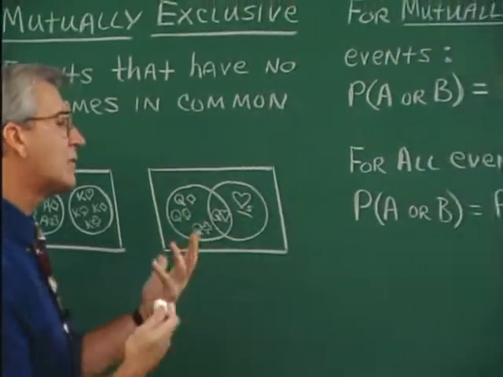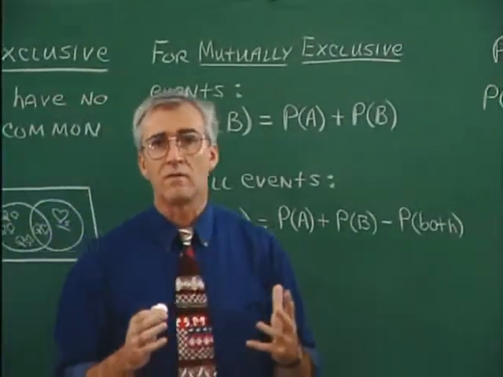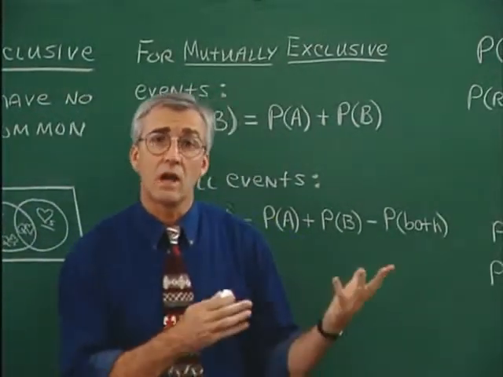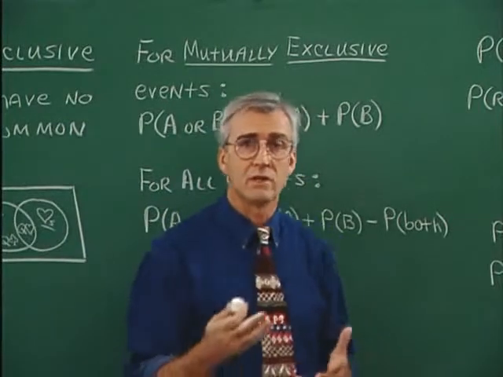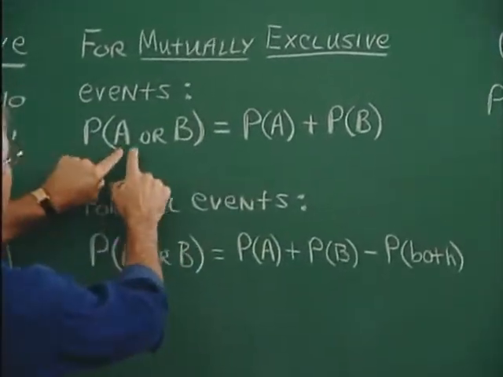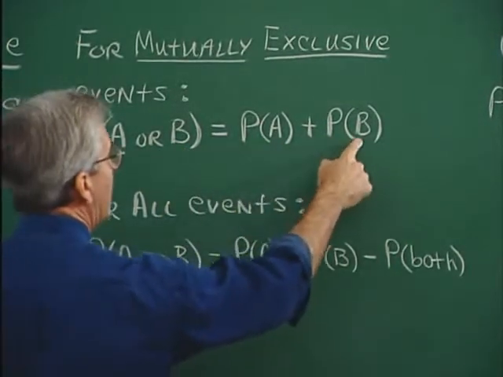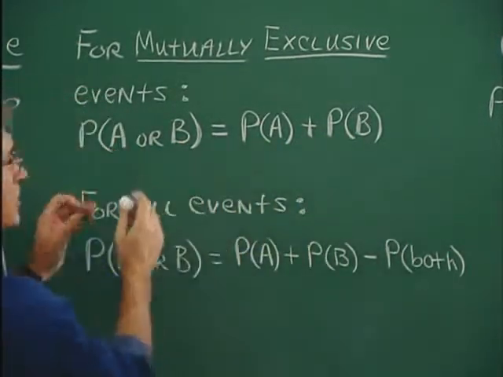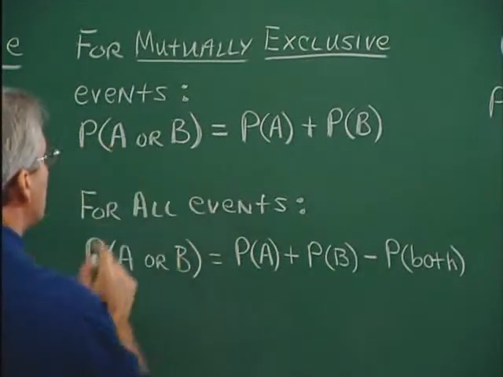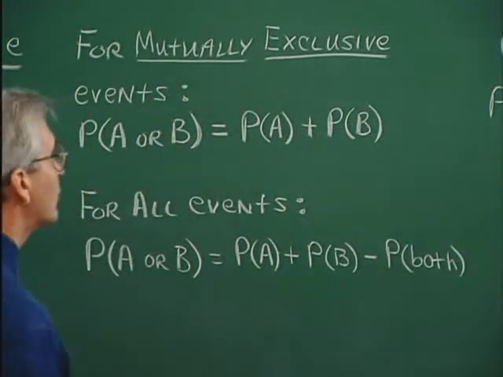Now, let's get to the formula idea, involving mutually exclusive events and non-mutually exclusive events. With mutually exclusive events, we found earlier that the probability of A or B can be calculated as the probability of A plus the probability of B. Just add the separate probabilities of the two items that are in parentheses. All right, so adding probabilities for mutually exclusive events.